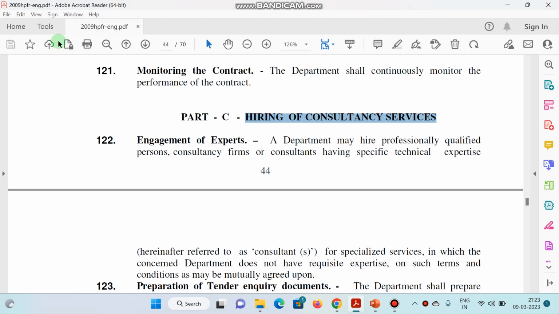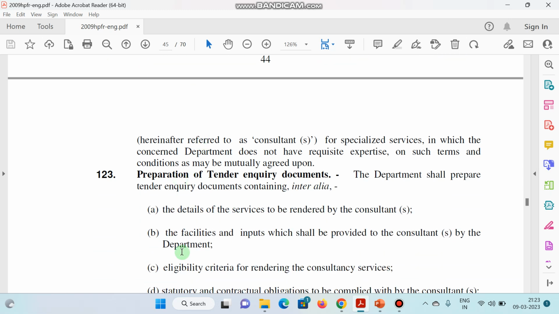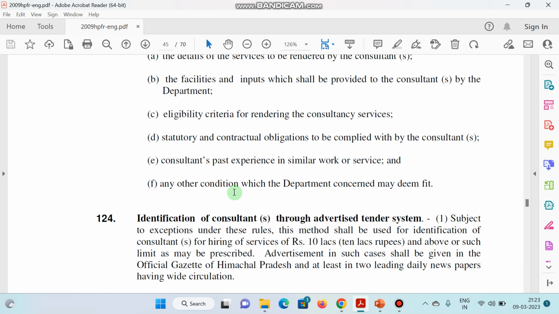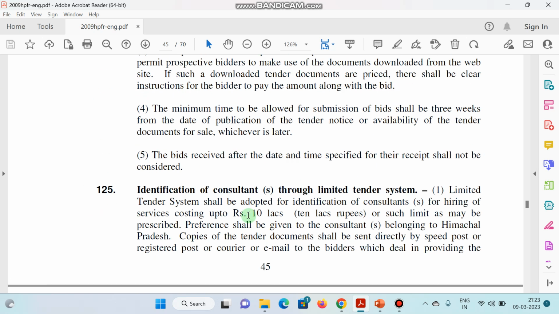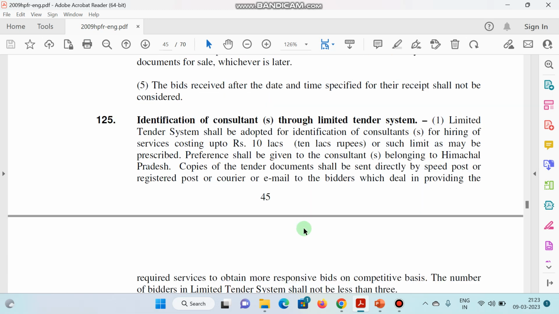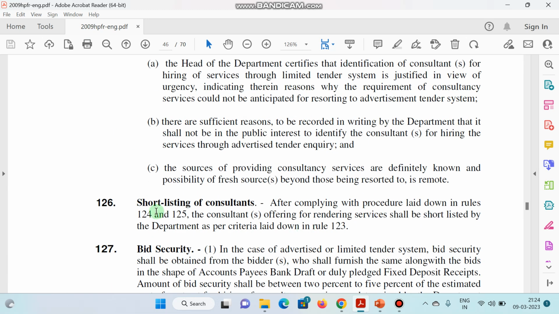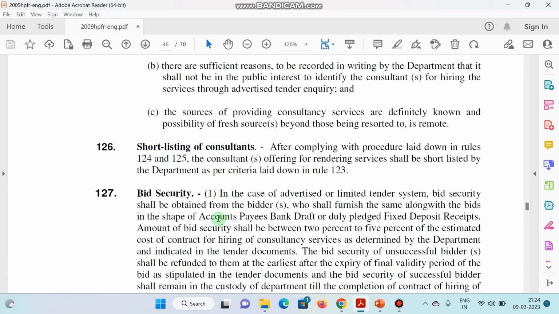As you can see, this is HPFR 2009. Part C, Rule number 122, talks about the hiring of consultancy services, engagement of experts. Rule 123 is the preparation of tender inquiry documents. 124, identification of consultant through advertised tender system. 125, identification of consultant through limited tender system. 126, shortlisting of consultants.